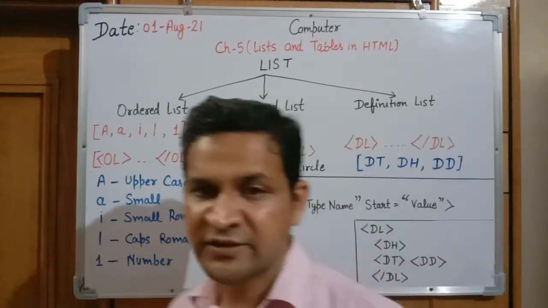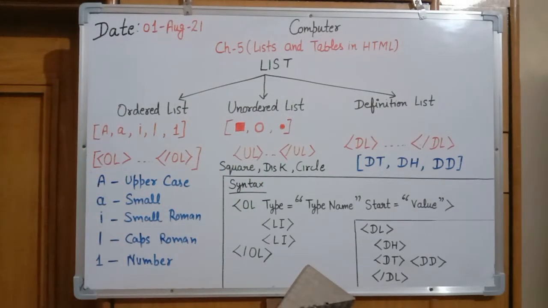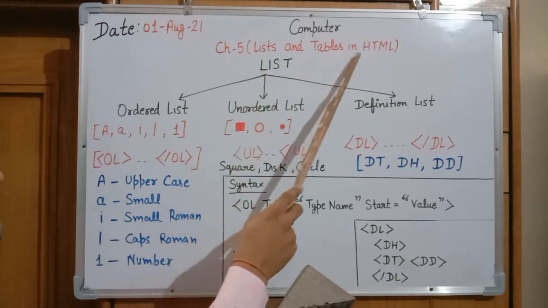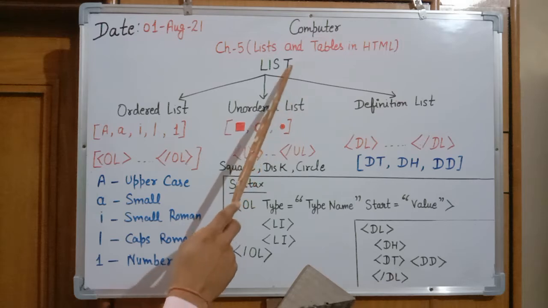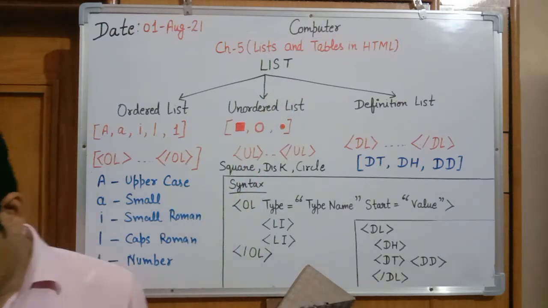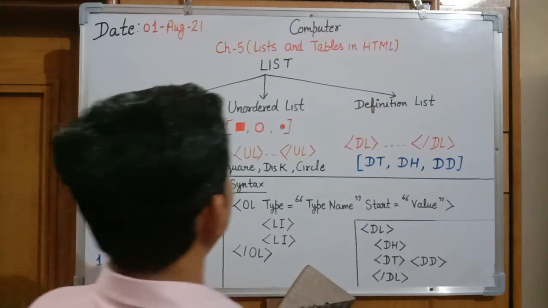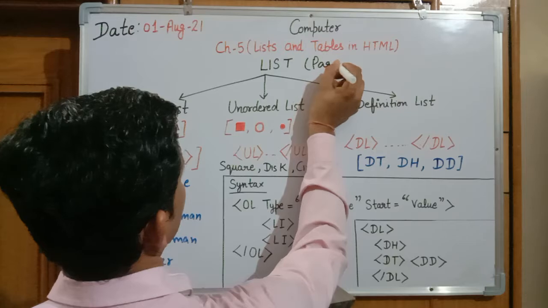So, in today's session, we are continuing with chapter 5. Next topic is from chapter 5. Chapter 5 is lists and tables in HTML. In this, we are going to start with the topic list, which is on your book page number 61.